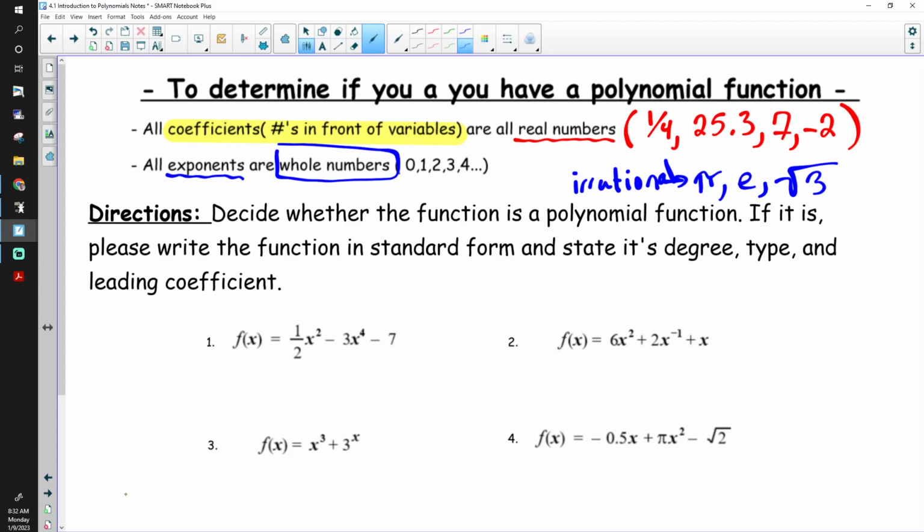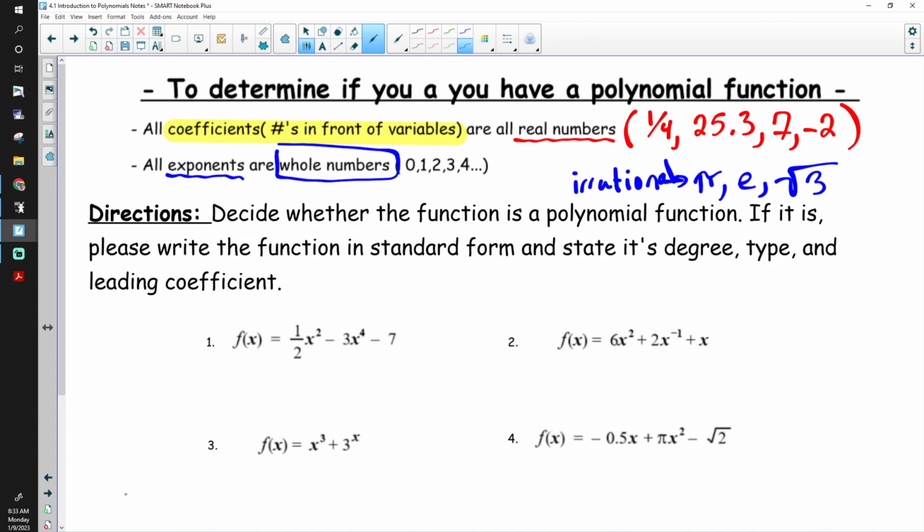Okay, so for 1, 2, 3, and 4, we are going to write them in standard form. So we're going to have to rearrange them. And then we are going to determine if it is a polynomial or not. We'll also write down its degree.